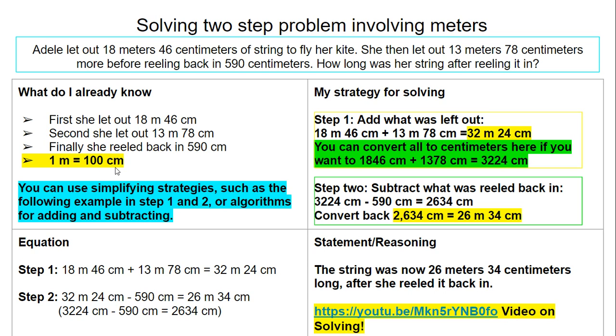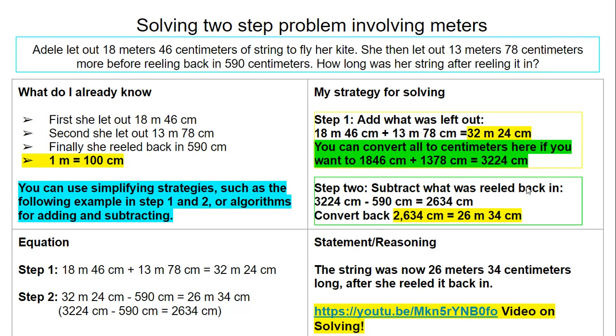I have to remember my conversion from meters to centimeters. So for every meter, I have 100 centimeters. So step 1, what did she have left out? So I'm going to add the 2 lines she extended out. So 18 meters, 46 centimeters plus 13 meters, 78 centimeters is 32 meters, 24 centimeters. Again, you could convert all to centimeters if you want to, because you're going to have to subtract 590 centimeters.